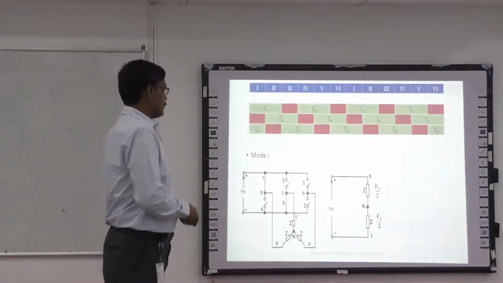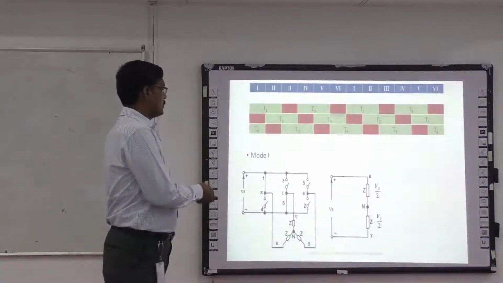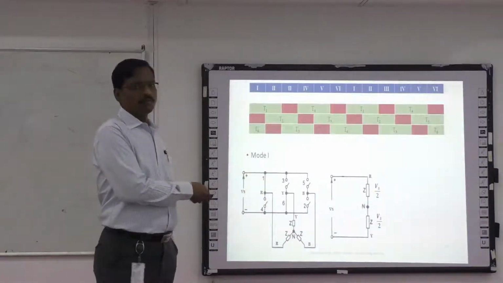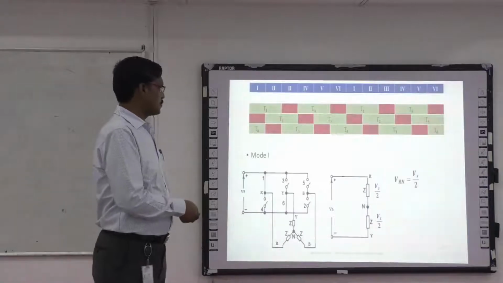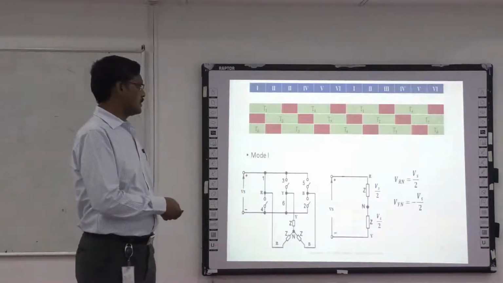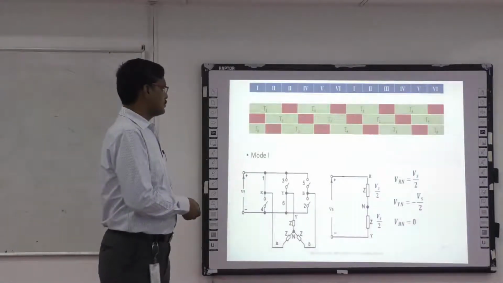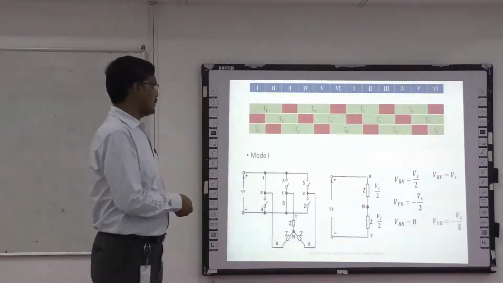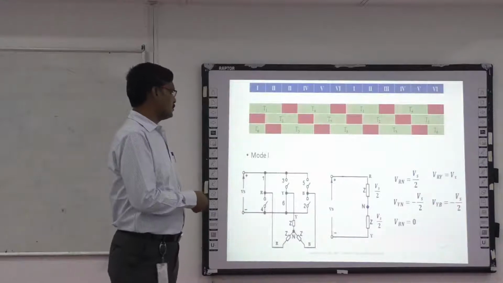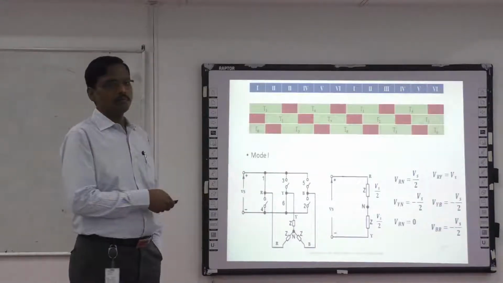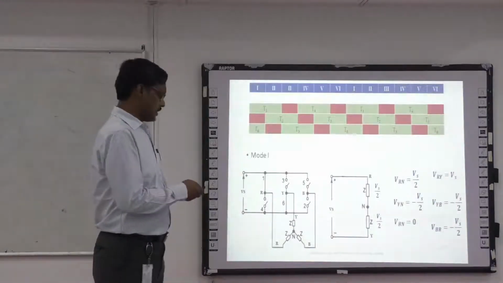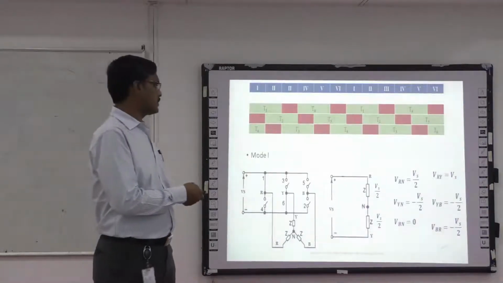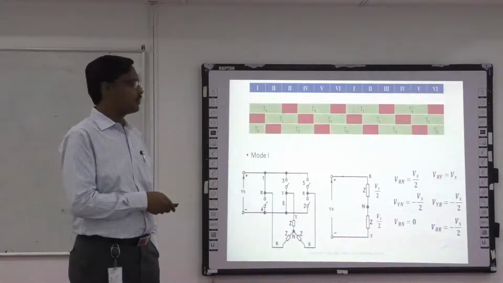If you see the phase voltages, VRN is going to be Vs by 2, then VYN equal to minus Vs by 2. So these are all the phase voltages. Then the line voltages: VRY equal to Vs, VYB equal to minus Vs by 2, then VBR equal to minus Vs by 2. Again, if you add all the phase voltages or any line voltages at any instant, it is going to be 0.